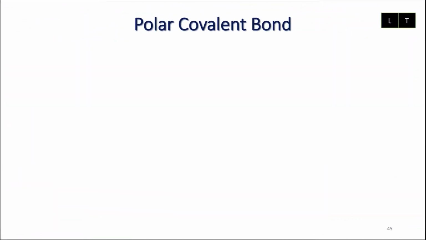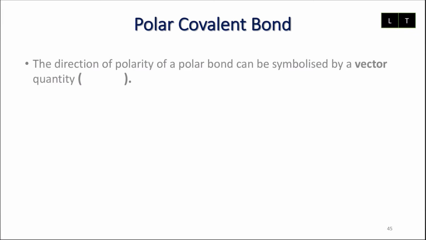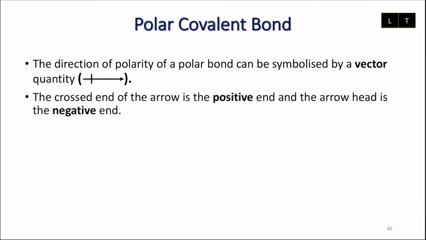Next, untuk polar covalent bond, there is a specific direction of polarity untuk polar bond, di mana kita gunakan simbol sebagai vector quantity. Vector quantity ni macam mana? Kita akan draw as this symbol, di mana saya ada arrow dan cross. So cross ni maksud dia positive dan arrowhead adalah negative. For example, saya ada HF.